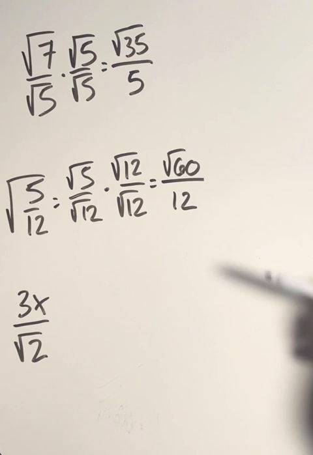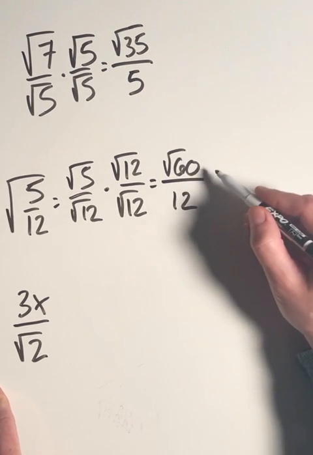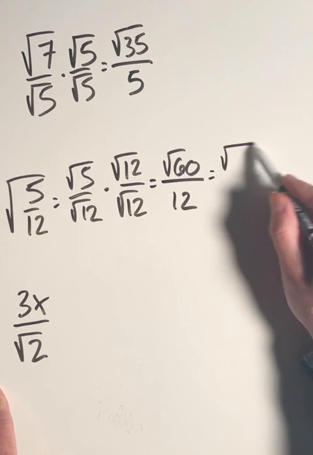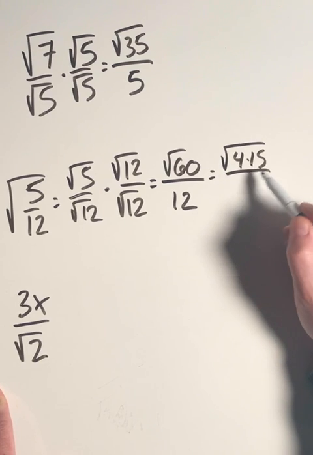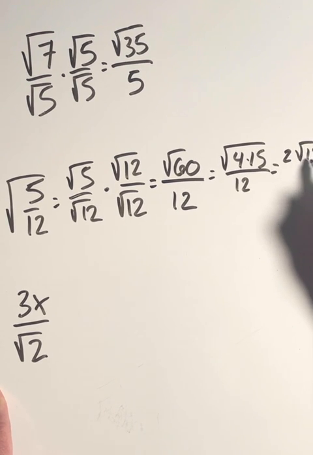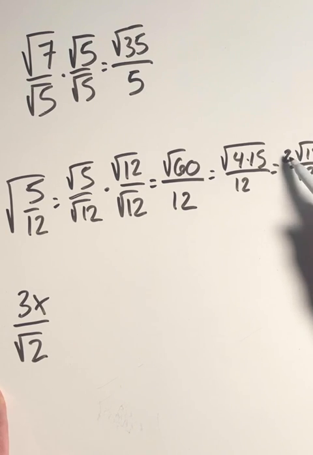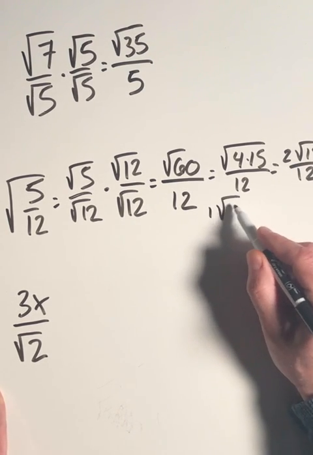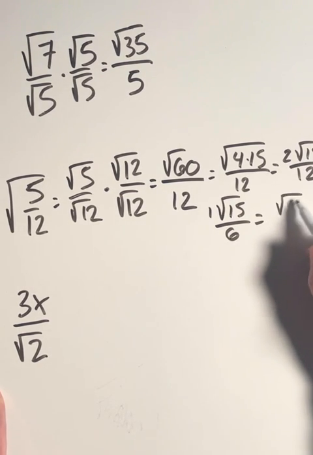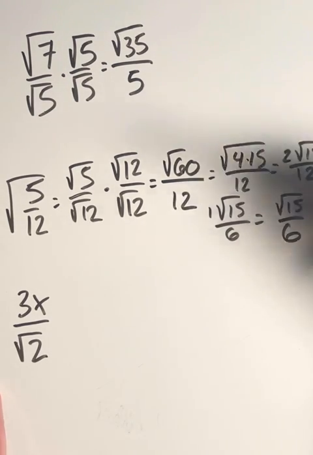Now I need to ask myself, can this be simplified? Are there perfect square factors in this number? And there are. So if I look at 60, it has perfect square factors. I know there's a 4 in there. So this is the square root of 4 times 15 divided by 12. The square root of 4 can come out, so this is really 2 radical 15 divided by 12. And now when I look at 2 and 12, they can reduce to 1/6. So I'm really looking at 1 times the square root of 15 over 6, or just the square root of 15 over 6. So you have to keep going with these and simplify, when you can.